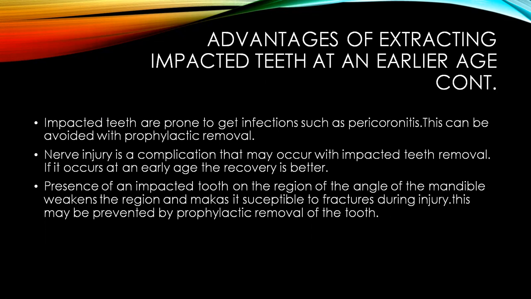Nerve injury is a complication that may occur with impacted teeth removal. If this happens, then at an earlier age, the recovery is better. The presence of an impacted tooth in the region of the angle of mandible weakens the region. So if by chance there is an injury, then it is more susceptible to fractures. This may be prevented by prophylactic removal of the tooth.